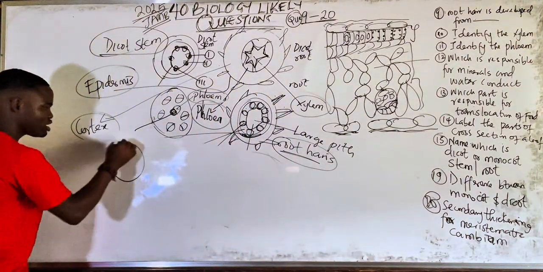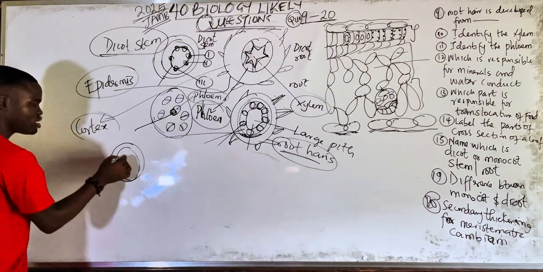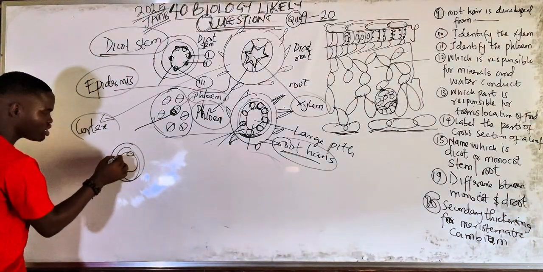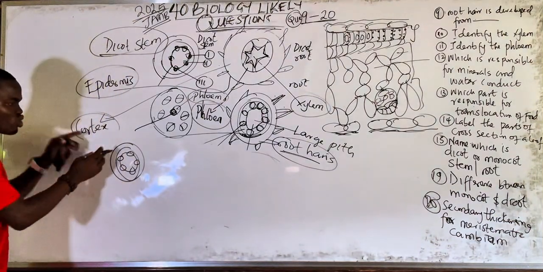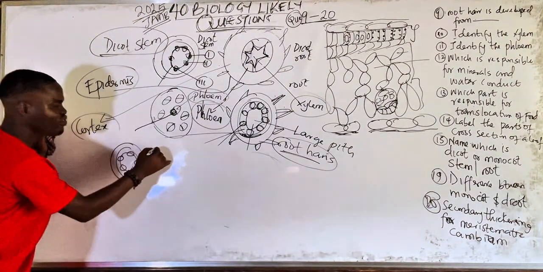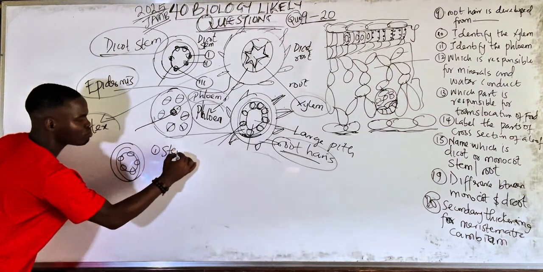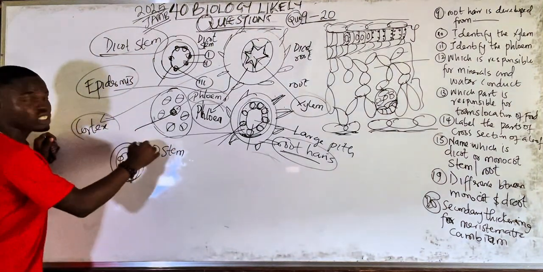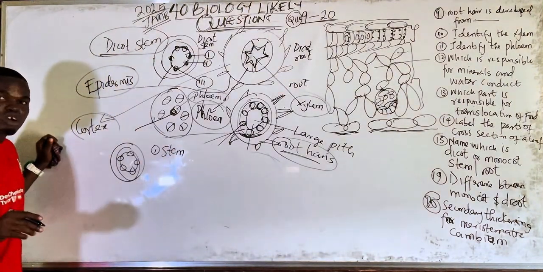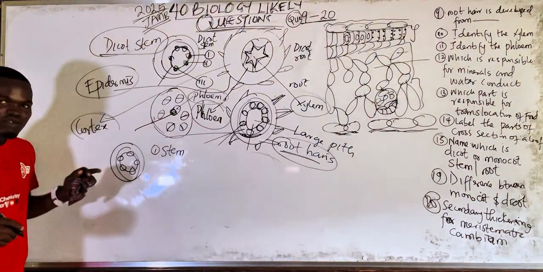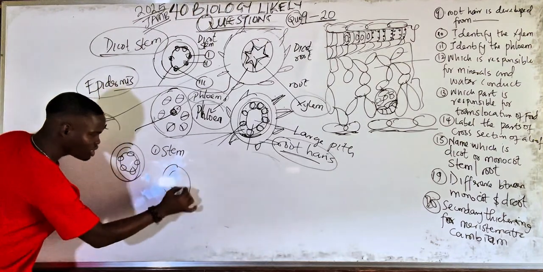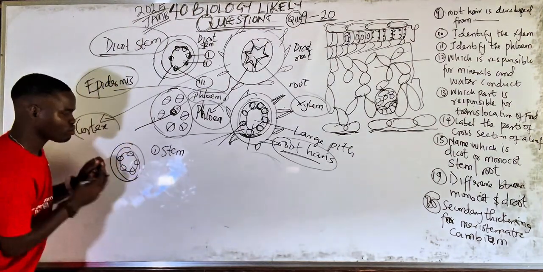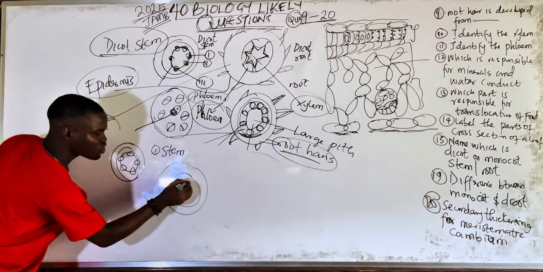You have something like this. You have something like this. Then you have this. Then you have this. Now, there are no root hairs, right? So the first thing I want to come to mind is that this is stem, because there are no root hairs. The second thing I want to come to your mind is, is the vascular bundle regularly organized or is it scattered?